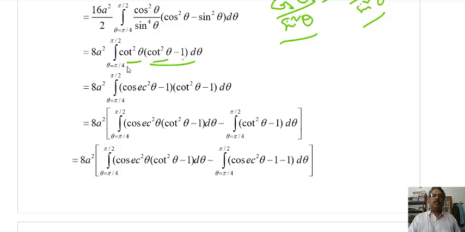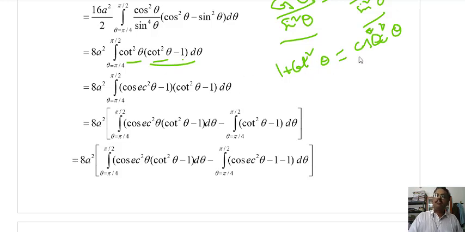Now we know the trigonometric identities. One of the identities: 1 plus cot square theta equals cosecant square theta. Now using this, cot square theta is cosecant square theta minus 1. Now the previous term is the same.